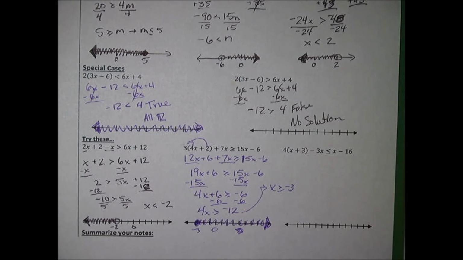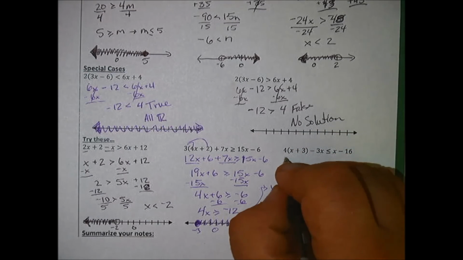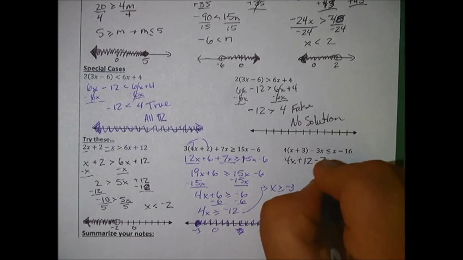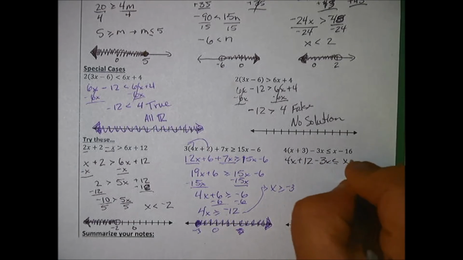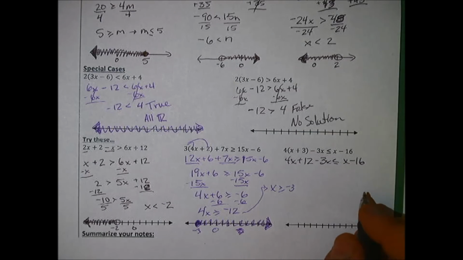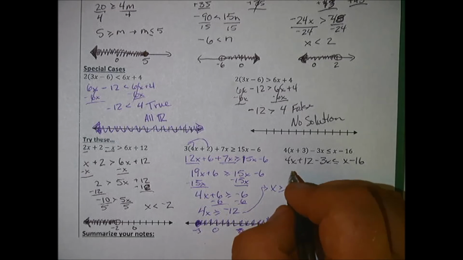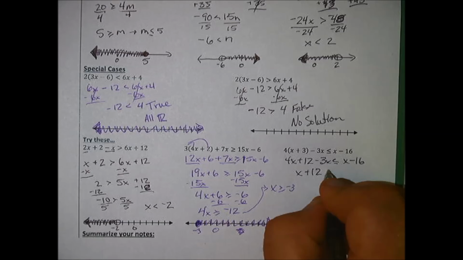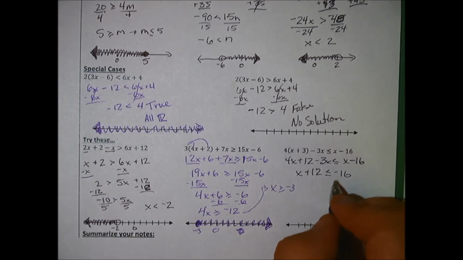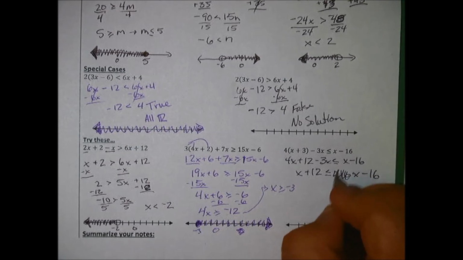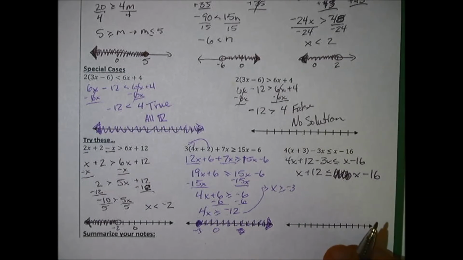All right, last problem of the day. Trying to get you guys out of here. Distribute first. Okay. Now I want to combine like terms. I have a positive x and a positive 4x, negative 3x... Sorry, x minus 16. Ignore that. That's a mess up. All right.